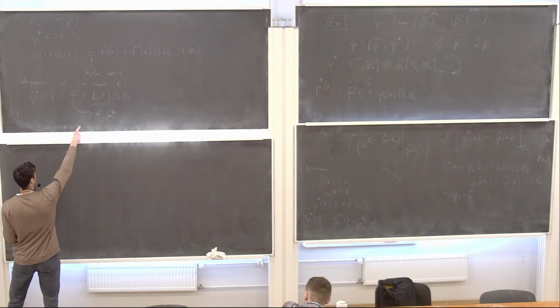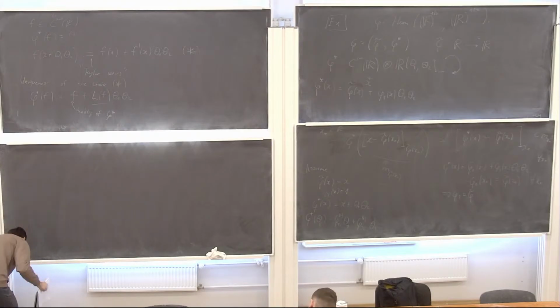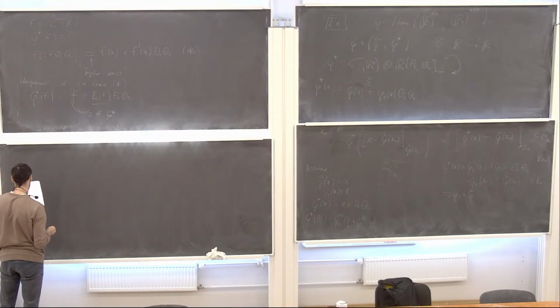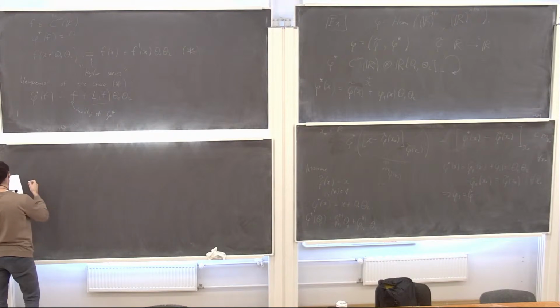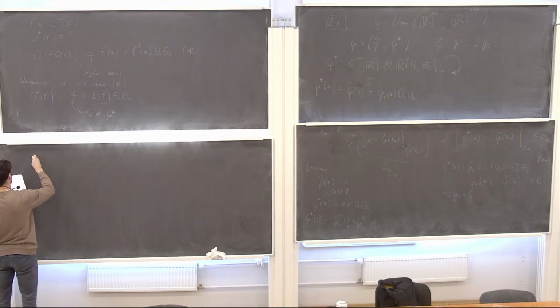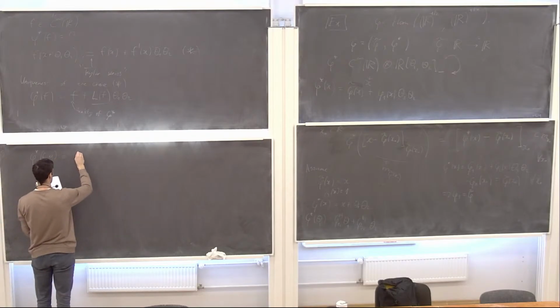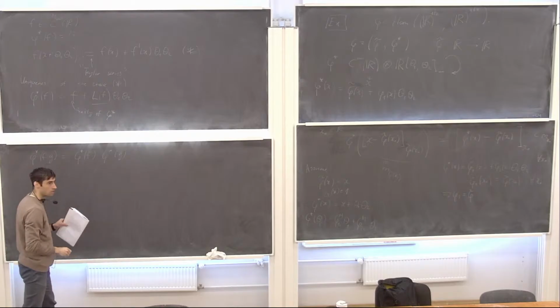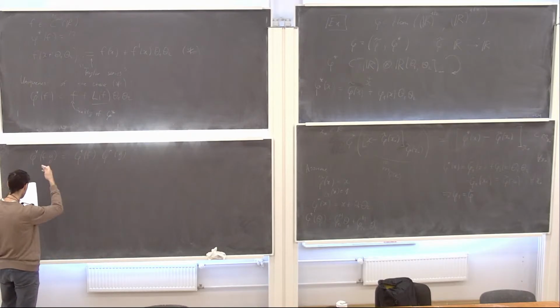So I claim that actually L of f should be a derivation. Well, phi star should be linear, so therefore it's linear. But also we have to have that phi star is a homomorphism. So I should have this, right? Phi star of fg. Well, I just put it inside.